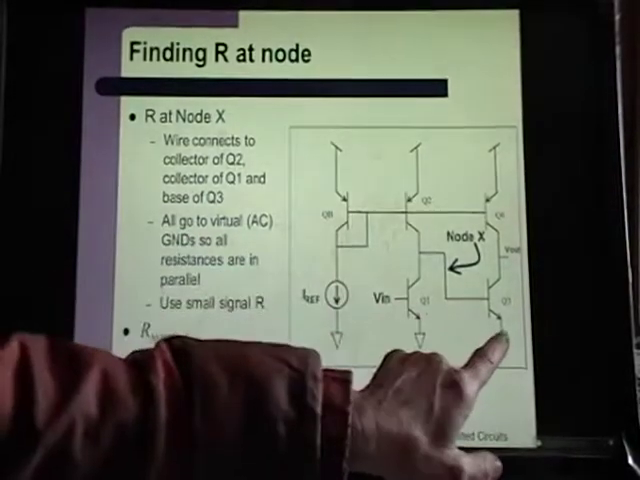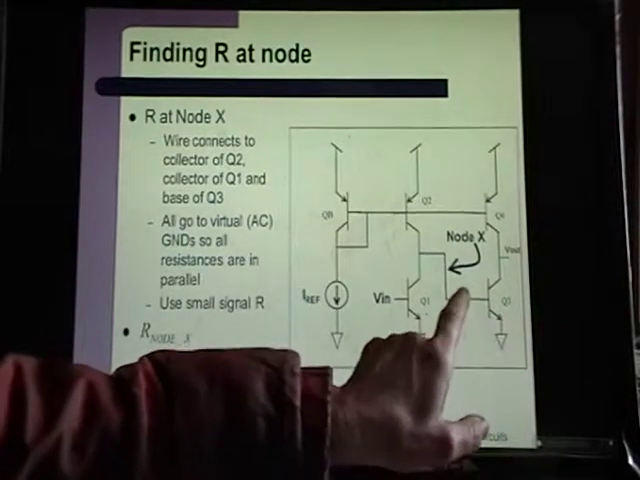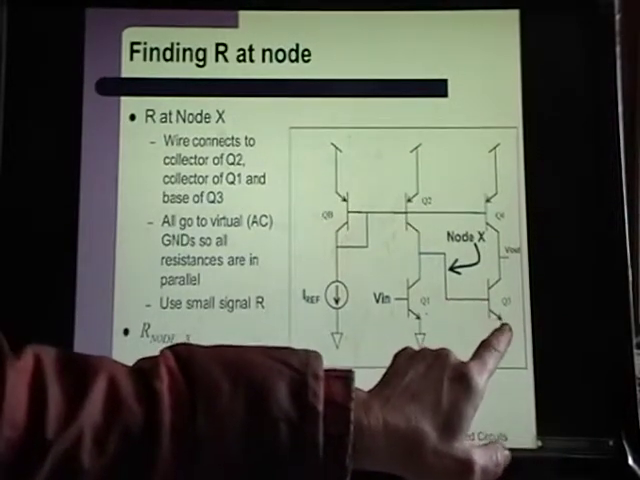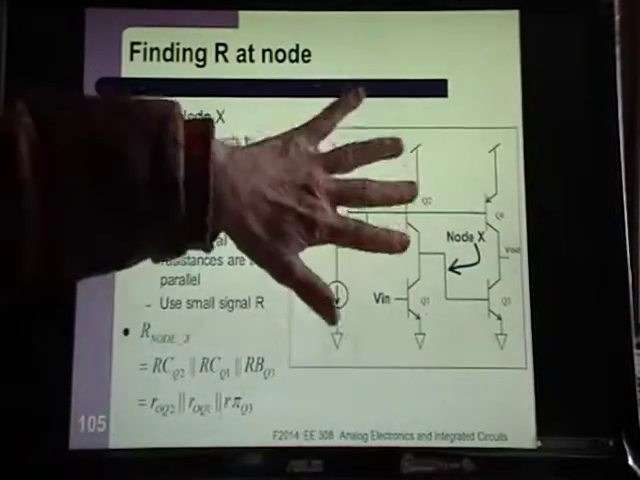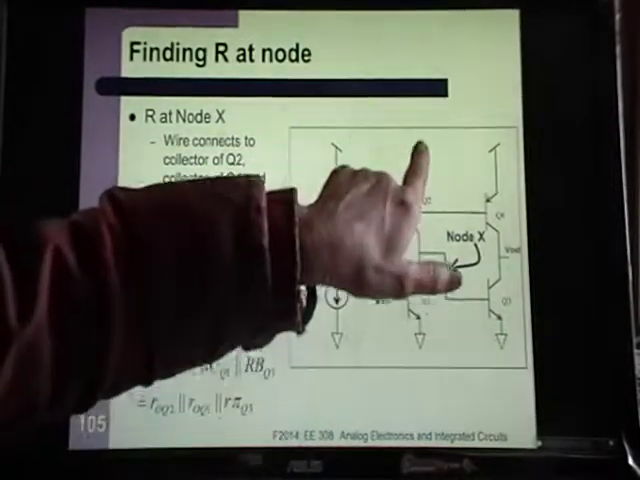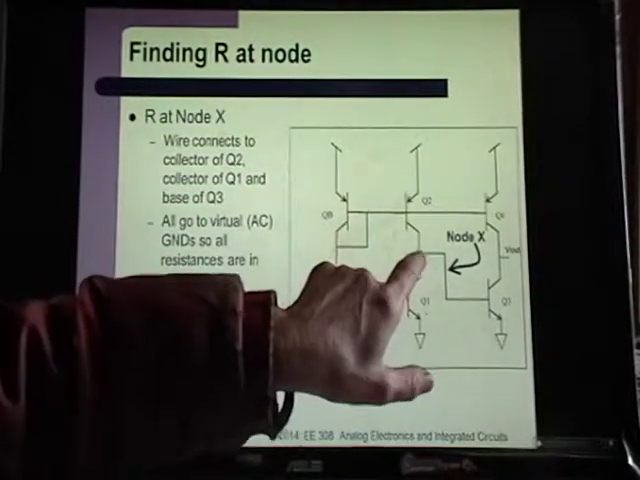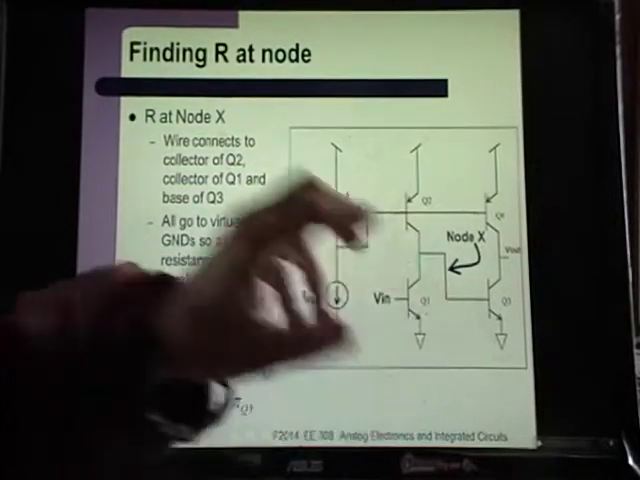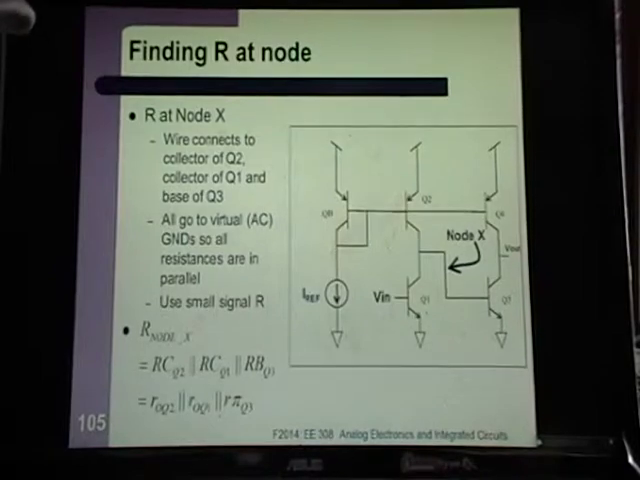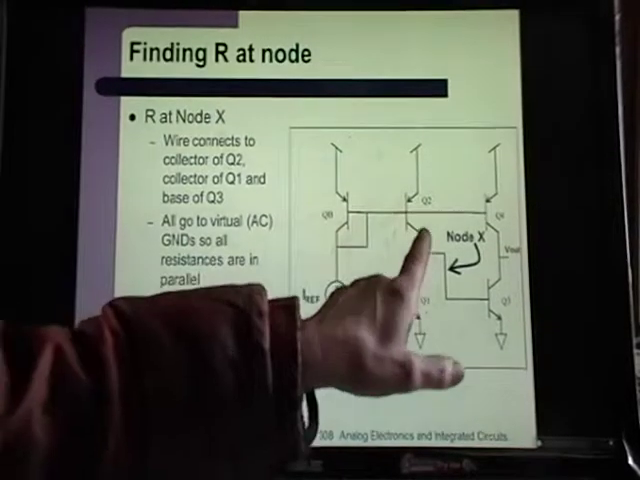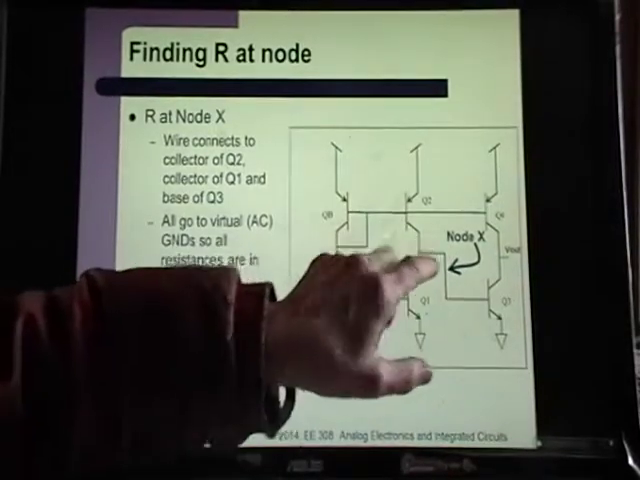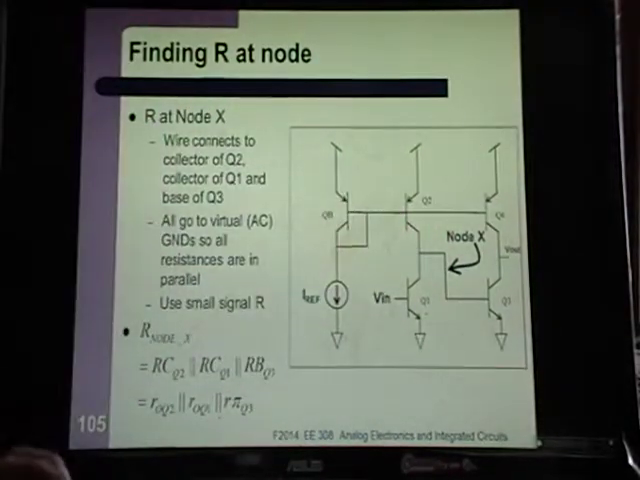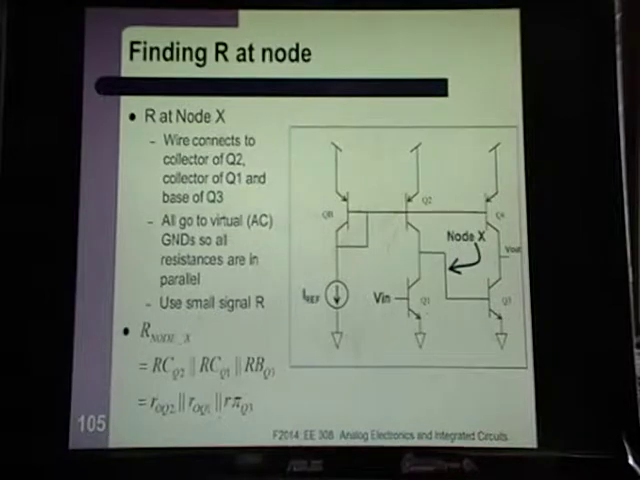If this had degeneration here, then you'd have r pi plus (1 plus beta) times re. If this was flipped, then you'd see 1 over gm. Each case will be different. You follow all of the wires from the node that you're looking at, and then put all of the small signal resistances that you see in parallel.